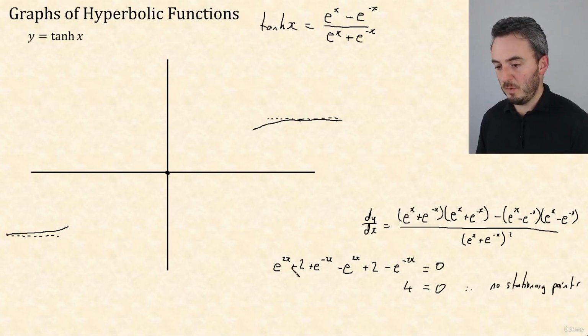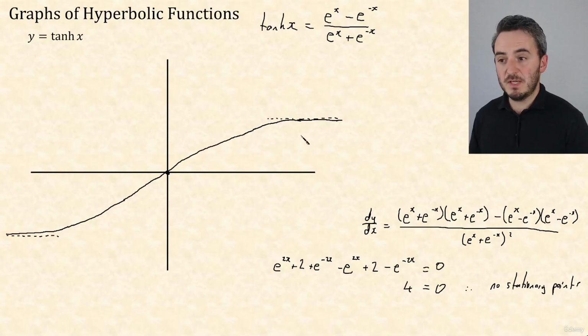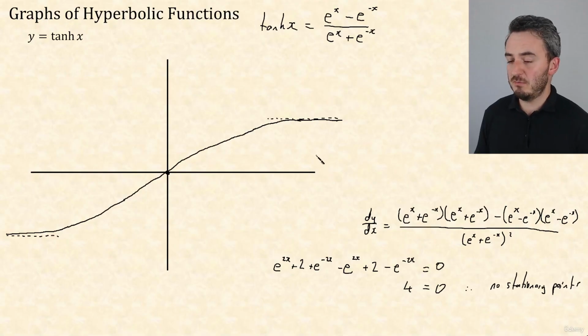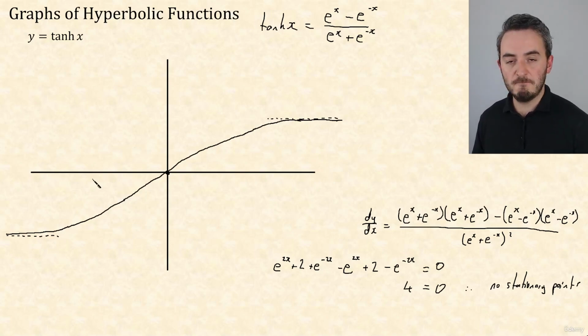So we must simply be increasing, and indeed that is what happens. It just goes up through the origin here and heads over towards its asymptote there. So that is what tanh x looks like. It almost looks a bit reminiscent of some rotated version of tan x, I suppose, but it's got these horizontal asymptotes at 1 and minus 1.